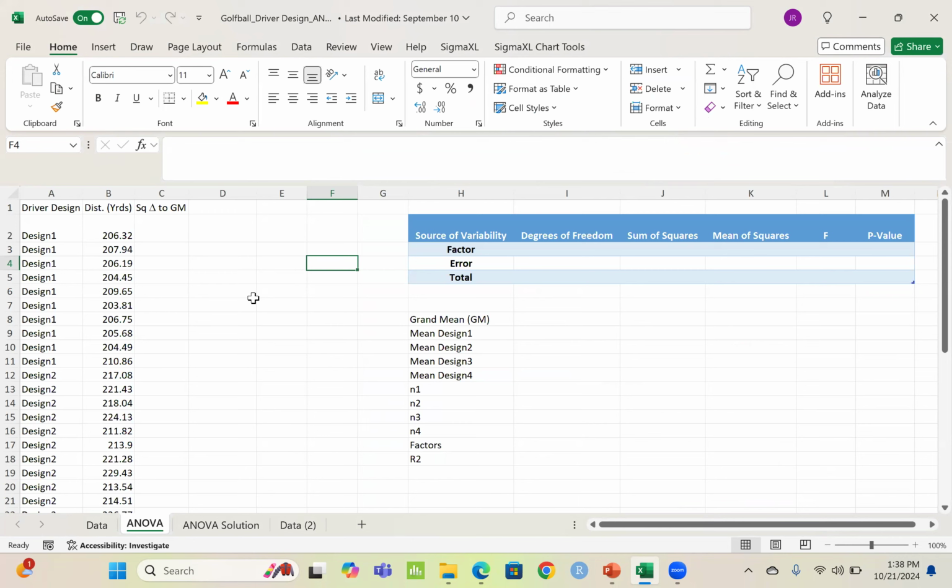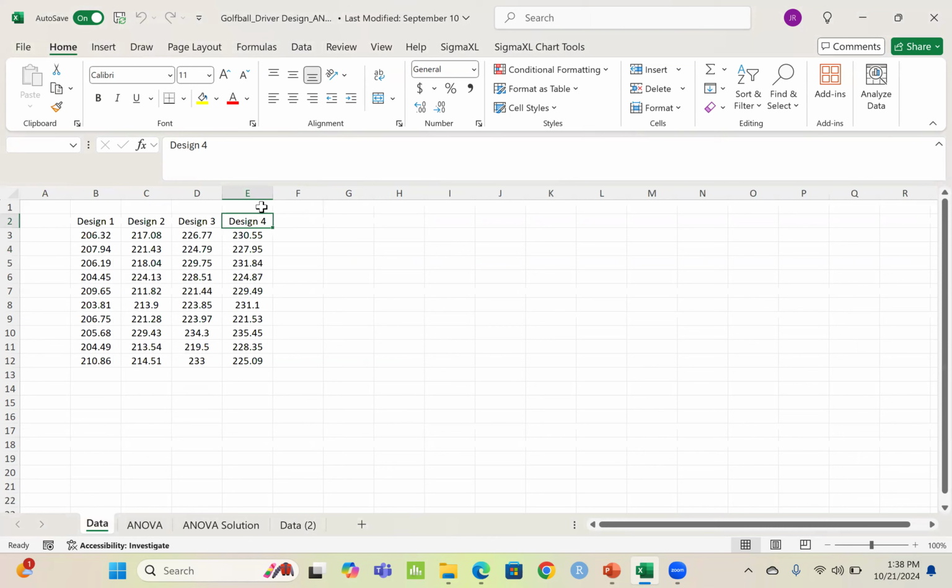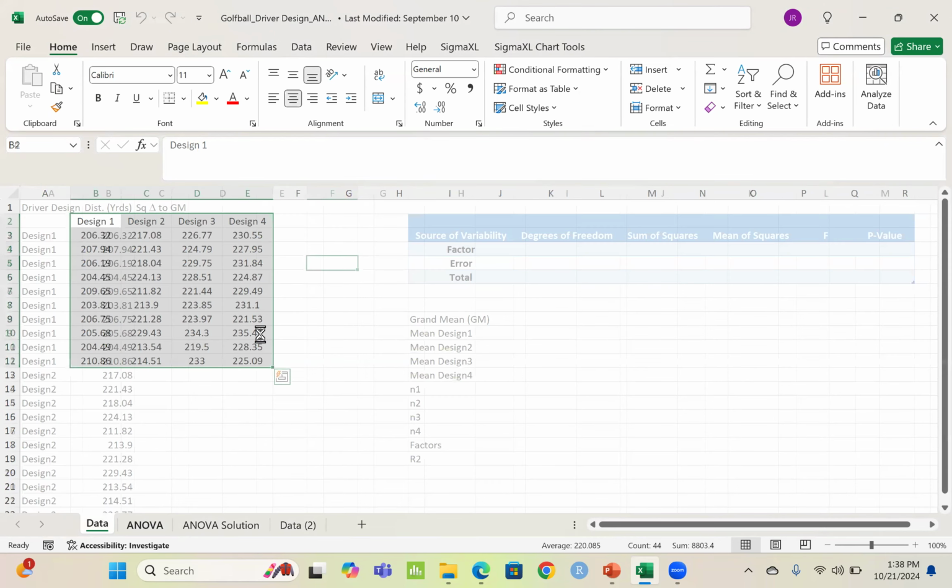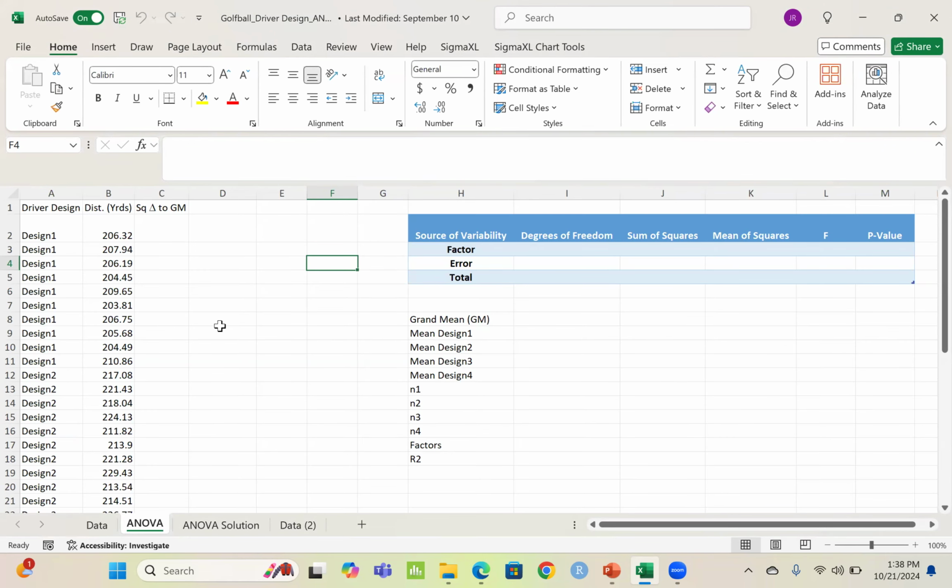So first, set up an Excel file like this. Your data can be stacked, meaning that you have design one and then below it, you're going to have this data. Or it can come to you like this, and then you're going to have to manipulate it to make it look like this. I particularly selected my data to sort of follow this design.